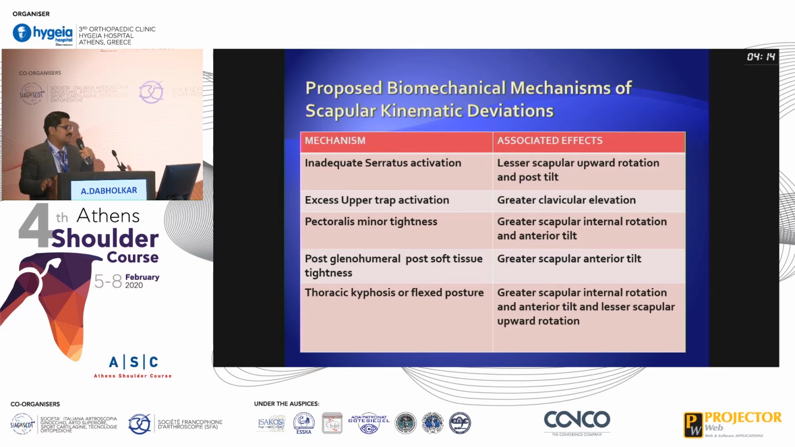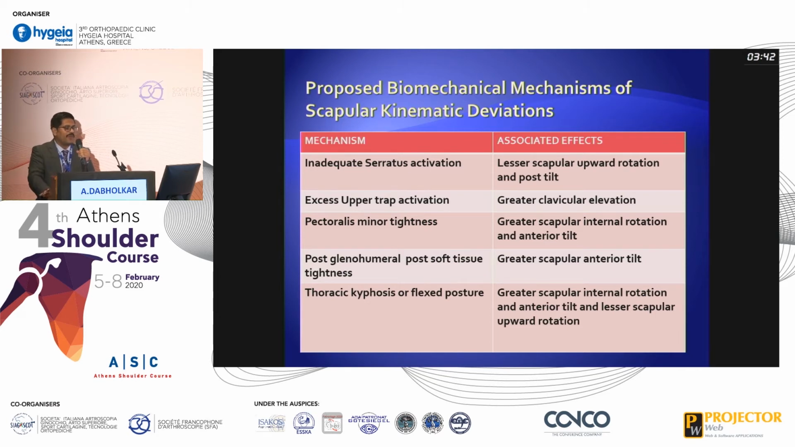What are the proposed biomechanical mechanisms of scapular kinematic deviations? Inadequate serratus activation leads to lesser scapular upward rotation and posterior tilt. Excess upper trapezius activation leads to greater clavicular elevation. Pectoralis minor tightness will lead to greater scapular internal rotation and anterior tilt. Posterior soft tissue tightness also leads to greater scapular anterior tilt, and increased thoracic kyphosis will lead to an increase in internal rotation, anterior tilt, and lesser scapular upward rotation.